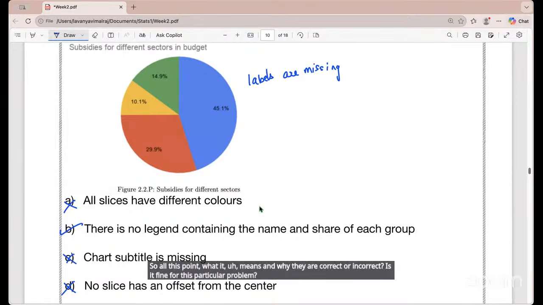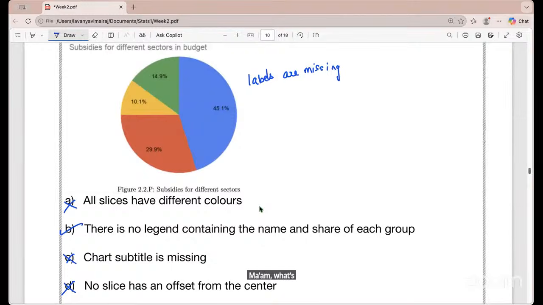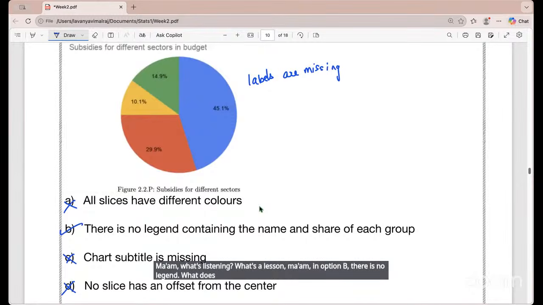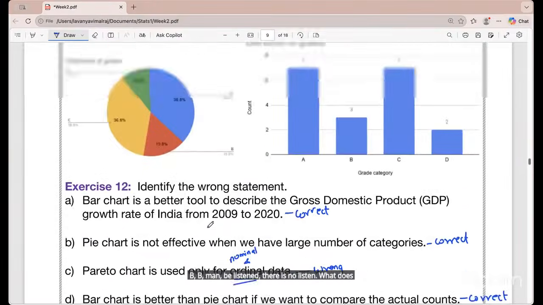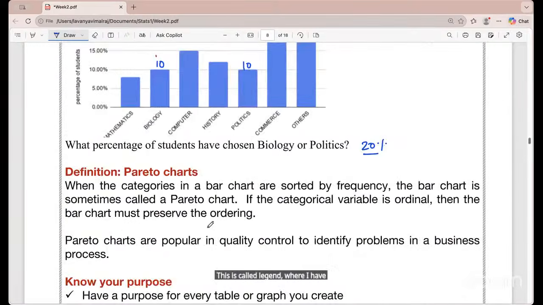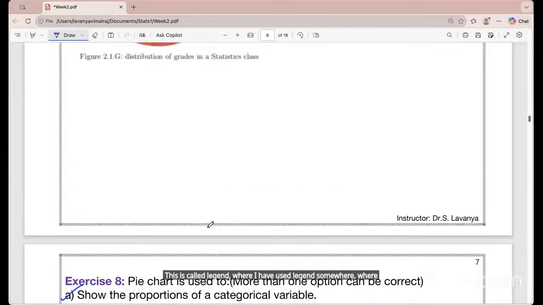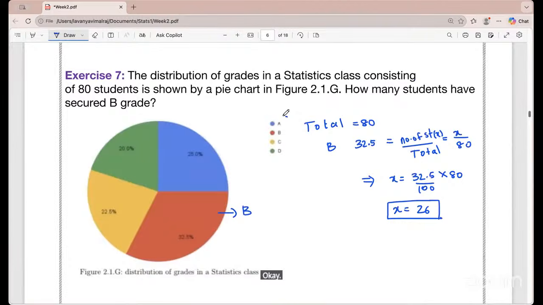Ma'am, what's legend in option B? There is no legend. What does legend mean? This is called a legend, where I have used a legend somewhere. Where is that example? Yeah, so this is called a legend. Okay, ma'am. Thank you.